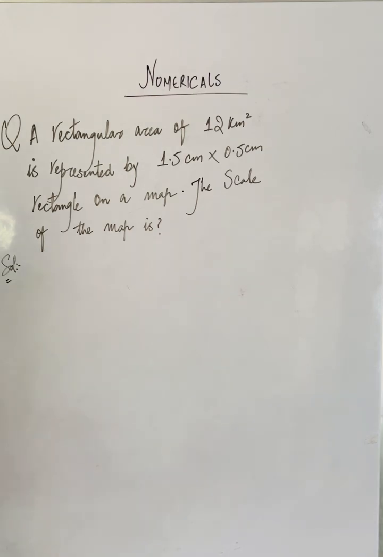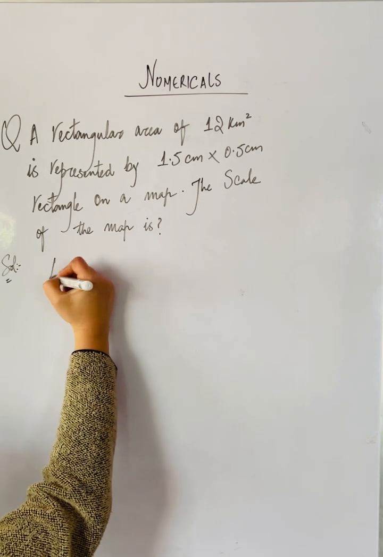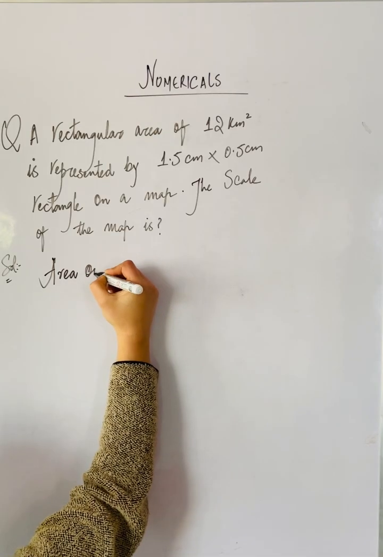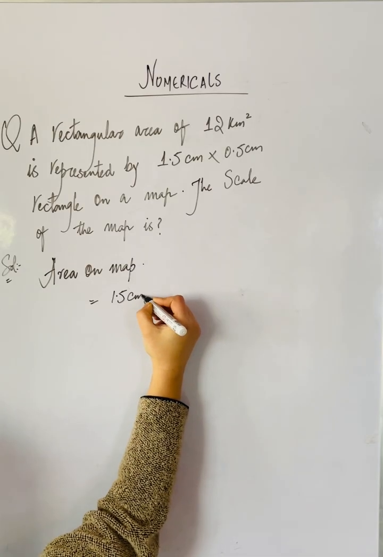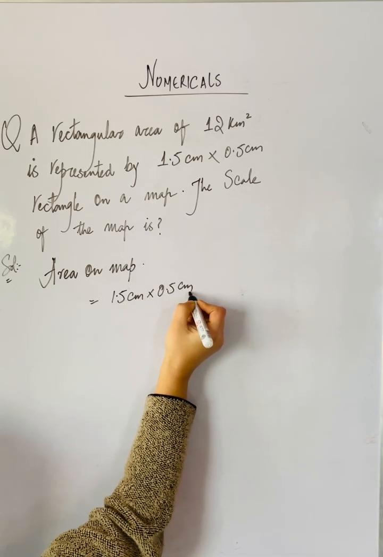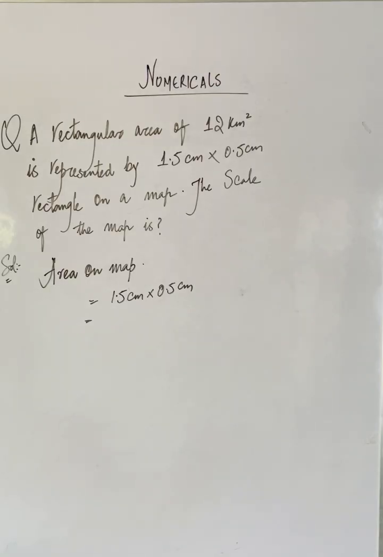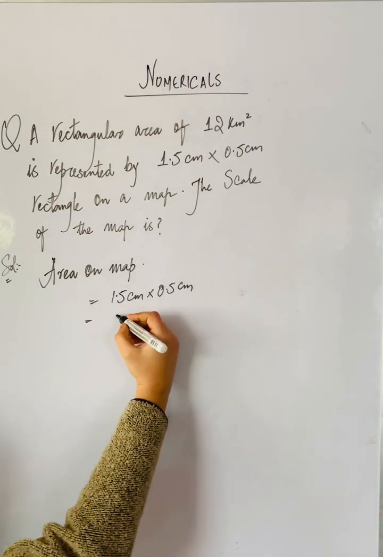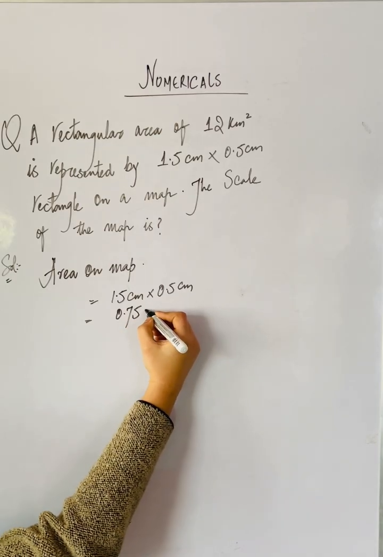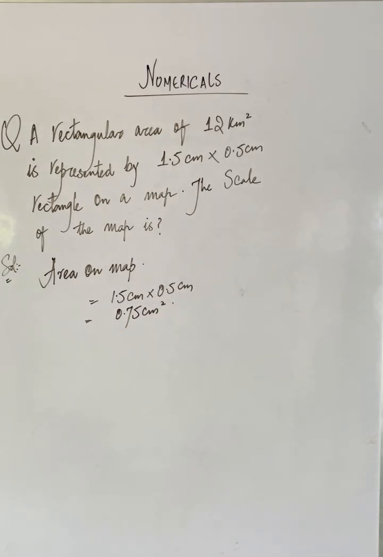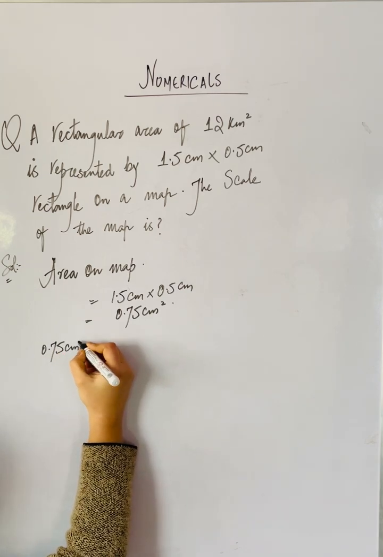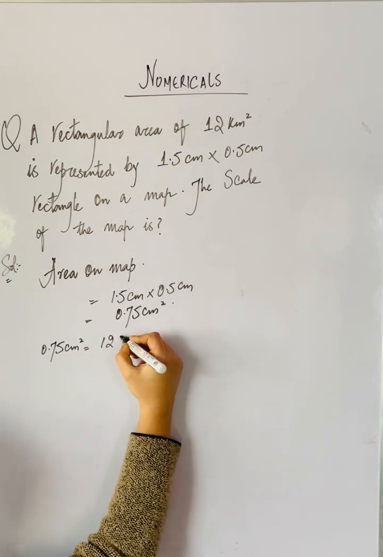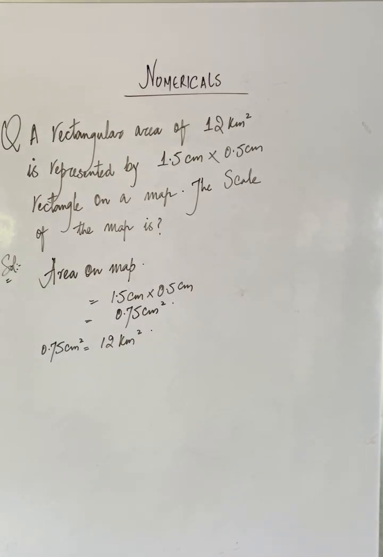Okay, so what is the area on the plan? Area on the map or the plan is represented by 1.5 centimeter cross 0.5 centimeter, right? That is equivalent to how much? 0.75 centimeter square. And what is the area on the ground? That is 12 kilometers square. That means 0.75 centimeter square on the map represents 12 kilometers square on the ground, right?